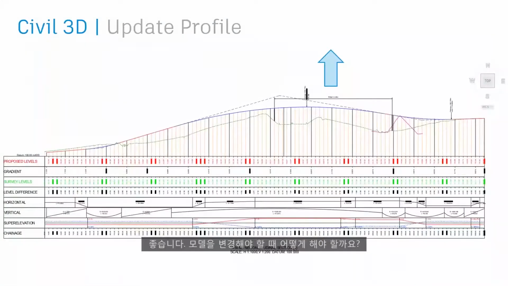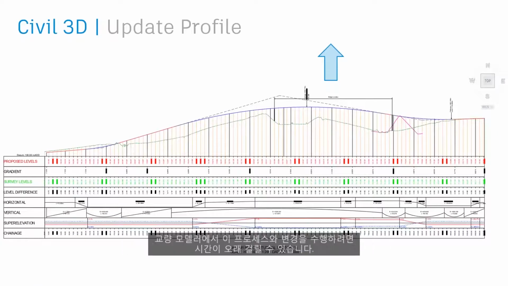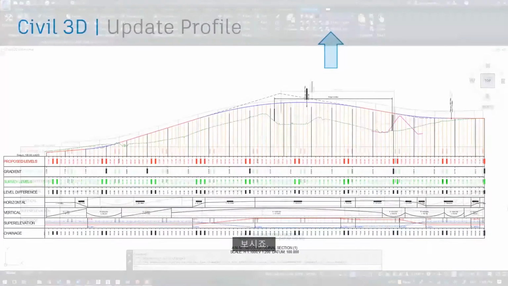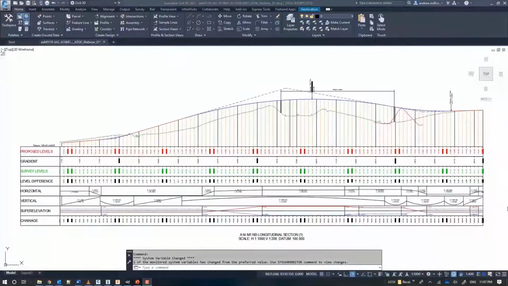So what happens when the model needs to change? Let's have a look at how we can handle change in the model. In this case, the road engineer has lifted the roadway by 1 meter or so. These processes and changes can be very time consuming for a bridge modeler to implement, and Infraworks makes it really easy. So let's have a look. I'm going to lift the roadway bridge here in Civil 3D.